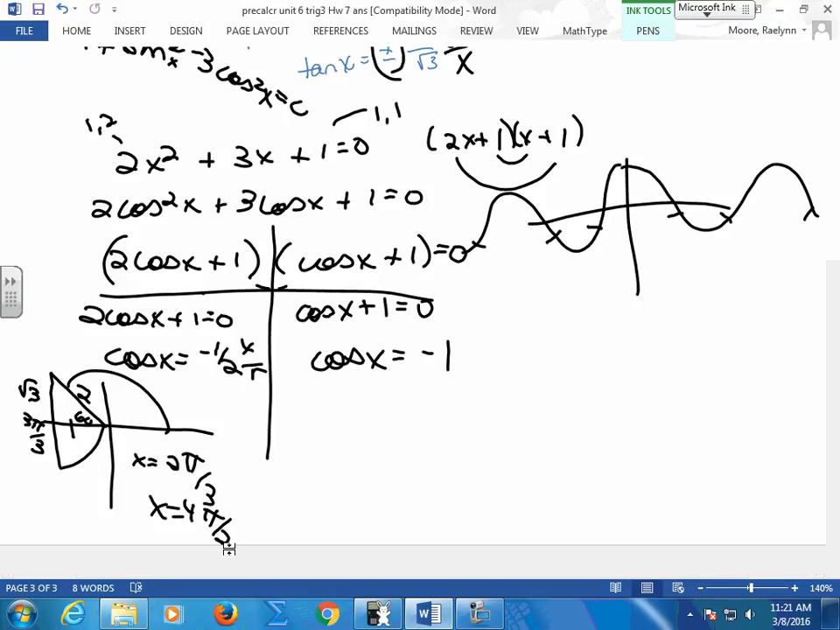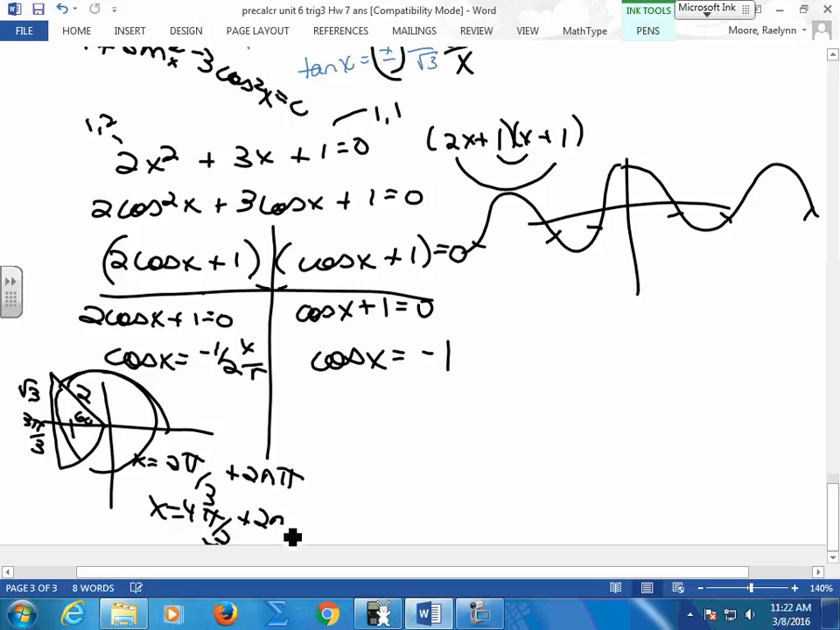I just missed the thing, so my arrow came up. That's a 3. Sorry. From 0 to 2 pi, I have 2 angles. From 0 to 4 pi, how many angles would I have? 4. So if I want to write all solutions, I can come here and come around another 2 pi. So these are going to be plus 2n pi. They're not opposite each other, where n is any integer.